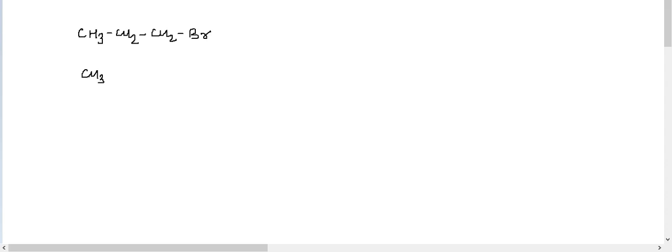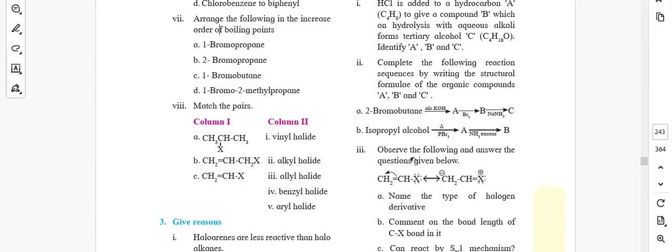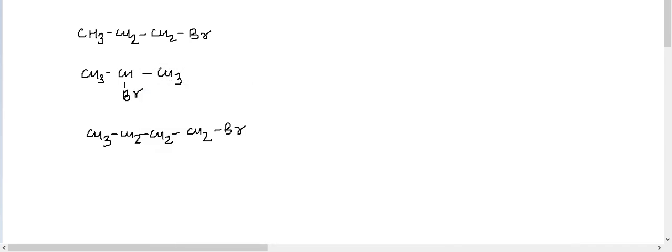Next is 2-bromopropane: CH3, CH, Br, CH3. Now 1-bromobutane: CH3, CH2, CH2, CH2 and Br. And the last structure is 1-bromo-2-methylpropane: 1-bromo, then 2-methyl, and then this is propane. So these are the compounds we have, and we have to arrange the boiling point order.